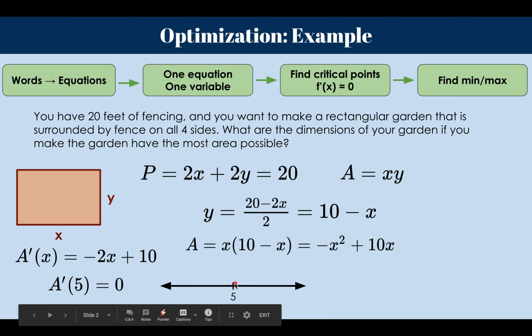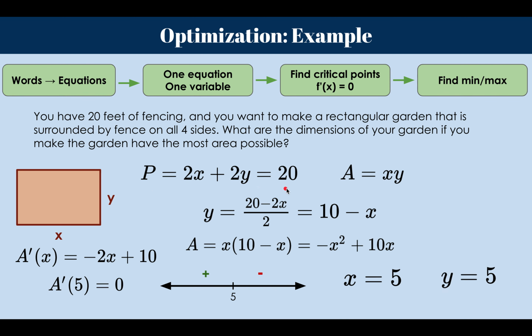Let's just check this by plotting 5 and seeing what the derivative is before and after. When x is less than 5, the derivative is positive, and when x is greater than 5, the derivative is negative, by plugging it into the derivative equation. So you can see the function would increase until it gets to 5 and then decrease, which makes it clear that 5 is the maximum value of the area function. So now we know that x must be 5 in order to have the most area given 20 feet of fencing. Now we just plug x into the perimeter equation and solve for y, and we find that y is also 5.